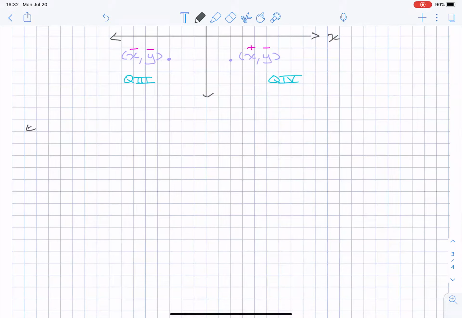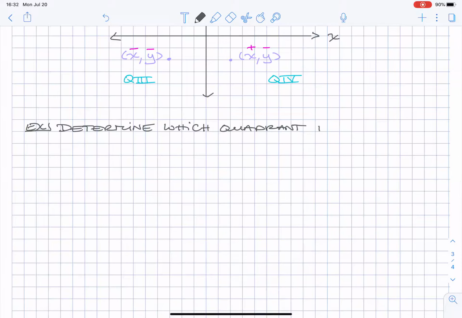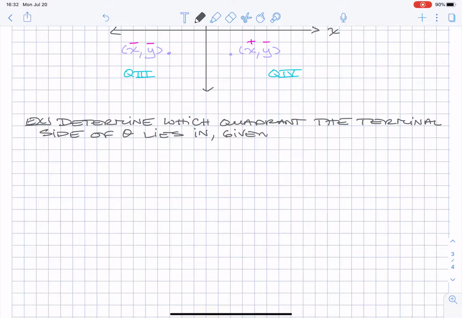So, example. Determine which quadrant the terminal side of theta lies in, given that sine of theta is negative 3 over 5 and cosine of theta is positive 4 over 5.